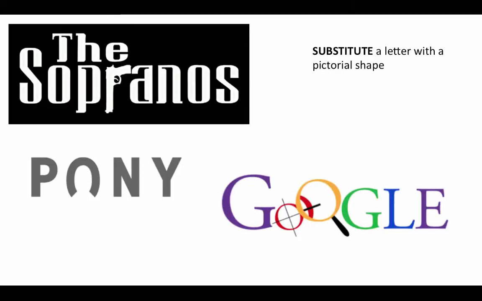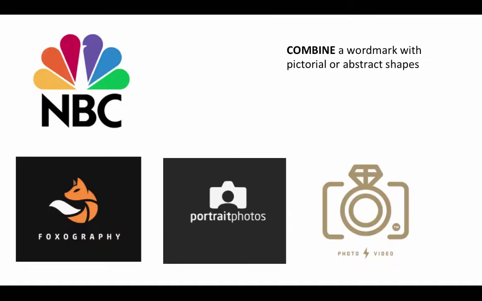Okay, so substitute. Substitute a letter with a pictorial shape, as in the gun in Sopranos in place of an R, the horseshoe in place of an O in pony, and Google with a magnifying glass. Combine a word mark with pictorial or abstract shapes. Here at the bottom we've got 3 photographers. Each uses some reference to the camera and a word mark at its base.